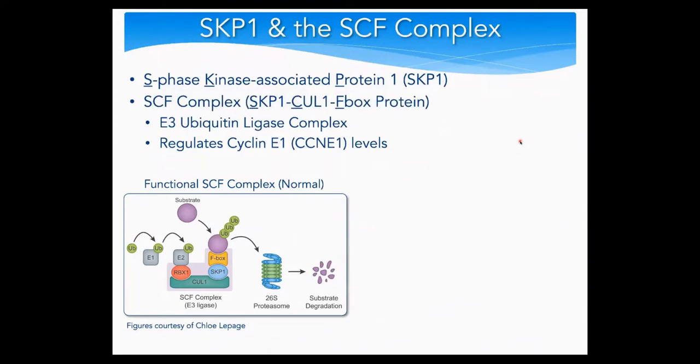SCIP1 is the S-phase kinase-associated protein 1. It is part of the SCF complex, which is an E3 ubiquitin ligase complex that regulates the expression of hundreds of proteins. And in particular, it's very well known to regulate cell cycle regulated proteins such as cyclin E1. And this schematic really shows how that generally functions.